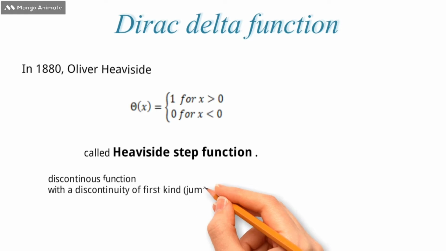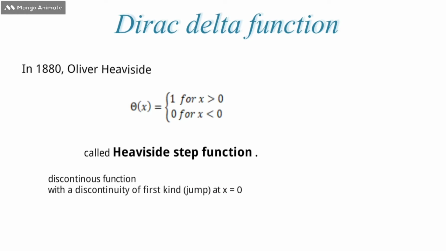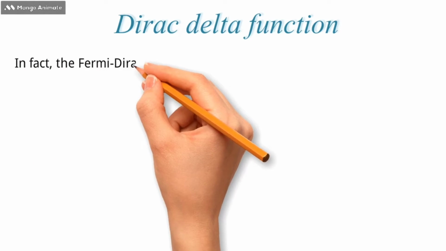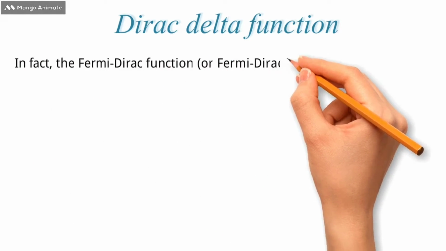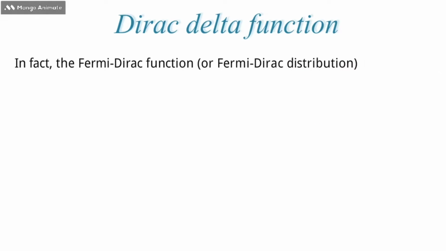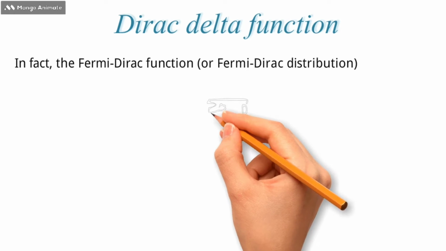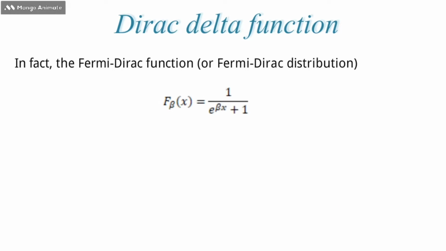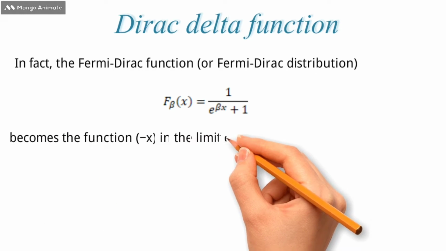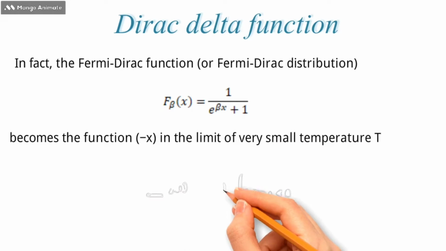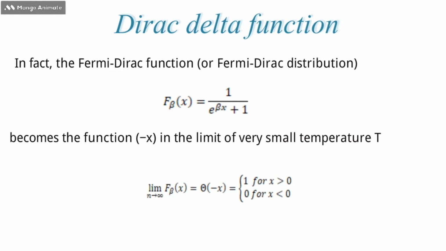Moreover, it is important to stress that the Heaviside step function appears also in the context of quantum statistical physics. In fact, the Fermi-Dirac function, or Fermi-Dirac distribution, proposed in 1926 by Enrico Fermi and Paul Dirac to describe the quantum statistical distribution of electrons in metals, f beta of x equals 1 by e raised to beta x plus 1, becomes the function theta of minus x in the limit of very small temperature T, namely, limit of beta tends to infinity f beta of x equal to theta of minus x equal to 1 if x greater than 0, 0 if x less than 0.